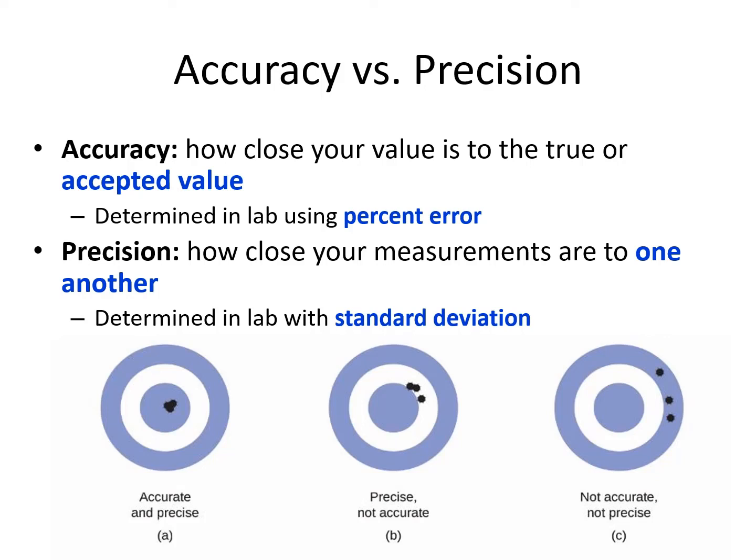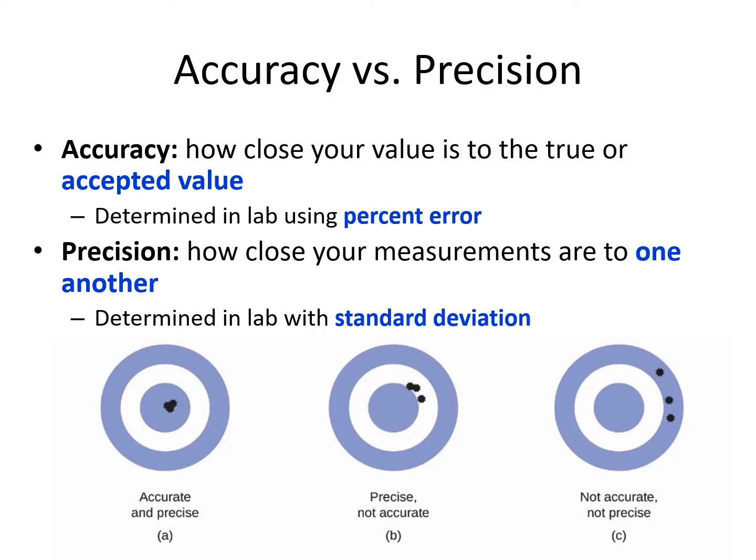Figure B shows a bullseye in which the holes are precise but not accurate. They hit in roughly the same place every time, but it was not the center of the bullseye. Precision is determined in the lab using standard deviation. The formula for standard deviation is a way to compare each trial to the average, which is a way to compare the trials to one another.